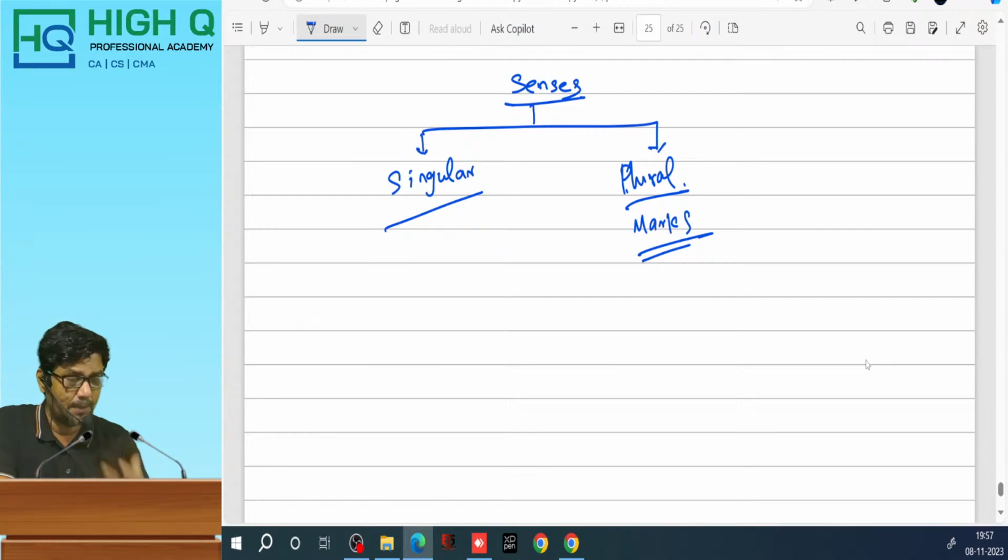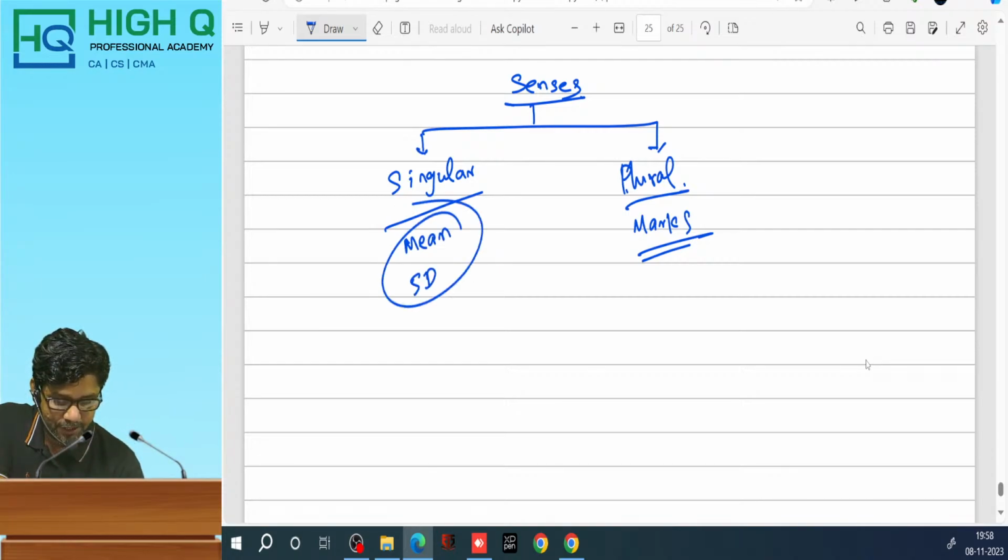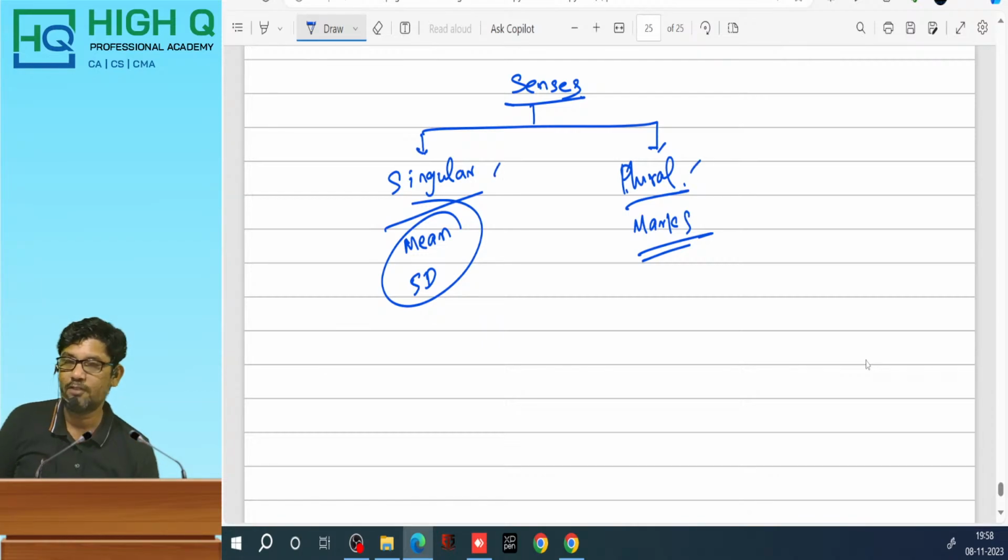Now, when it comes to singular, after finding the marks, we find the mean. It's going to be a single number. You're going to find out the standard deviation. Is that right? These are going to be single numbers. This is singular form, and this is plural form. Do you all agree, my dear?